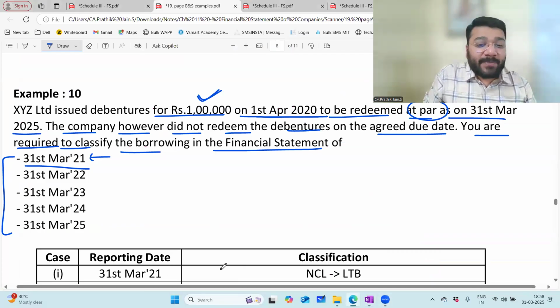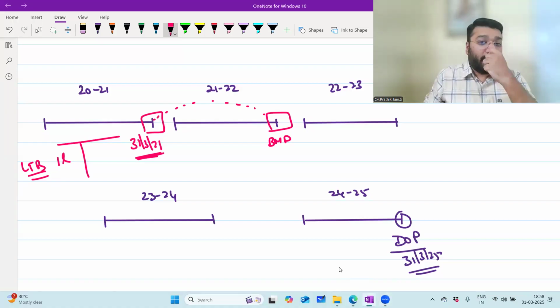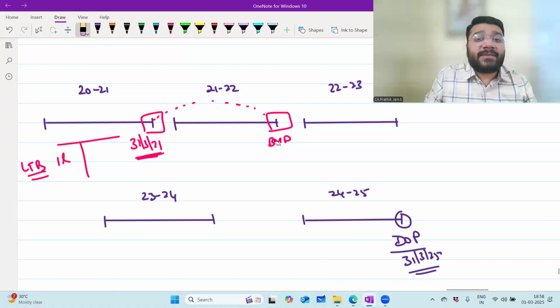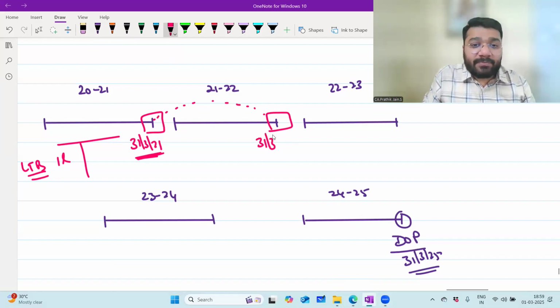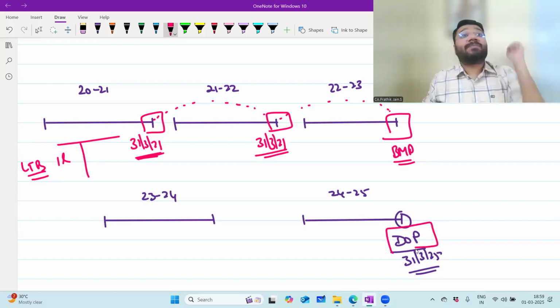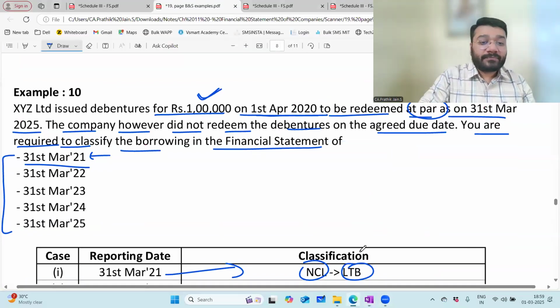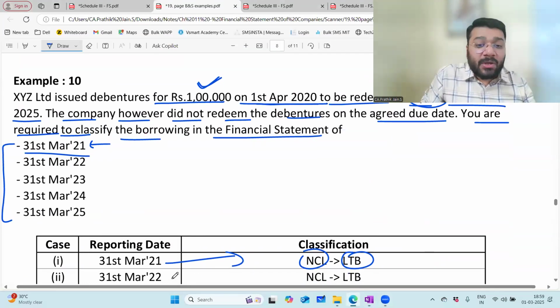So 2021, can I say it is long term? So 31st March 2021, it is non-current liability. Where is the non-current liability? Long-term borrowing. Okay. Next, I'm coming to the next year, 21/22. 21/22 is my reporting date. 31st March 21, so can I say this is going to be my benchmark date? Am I making the payment on or before the benchmark date or after the benchmark date? So this date of payment is after the benchmark date, since it is my long-term borrowing. So for 31st March 22 also this is non-current liability, long-term borrowing.